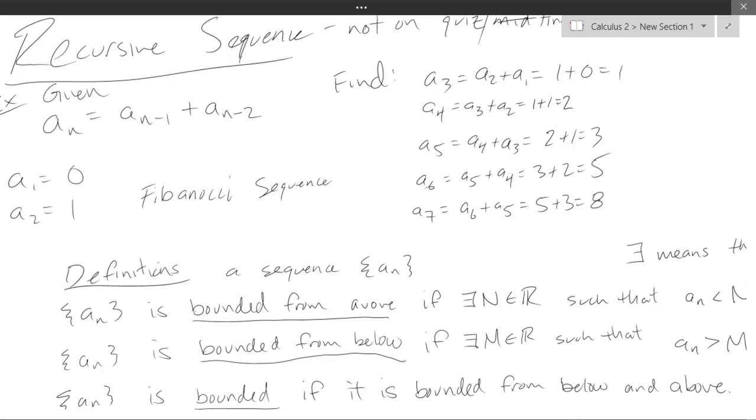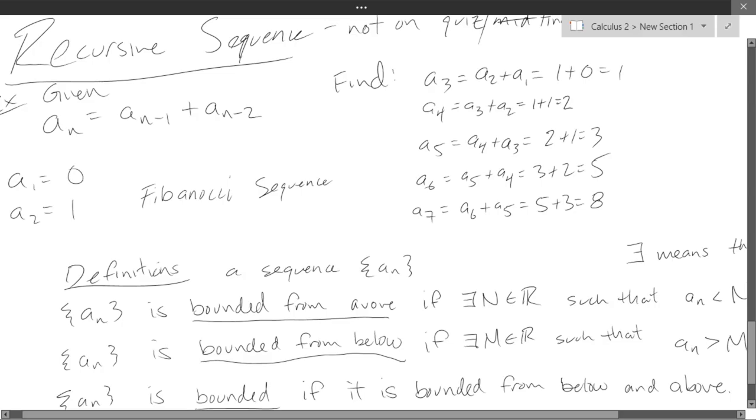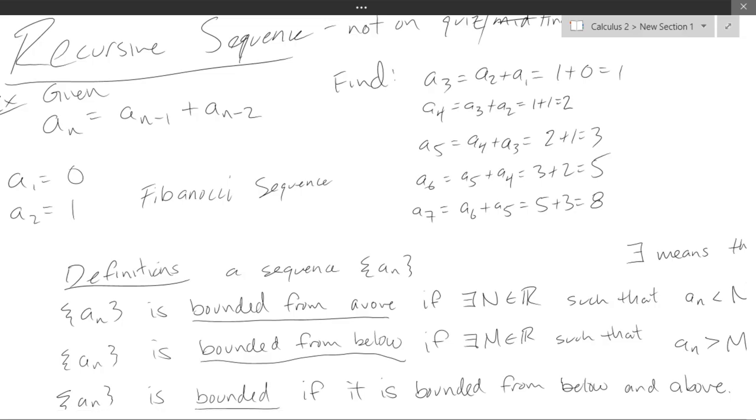Does it look like Fibonacci is bounded from above? You basically keep adding more and more each term. And so no matter what number you pick, even if you picked a trillion, we can go out far enough and find numbers bigger than the number you picked. So Fibonacci will be bounded from below, but definitely not above.